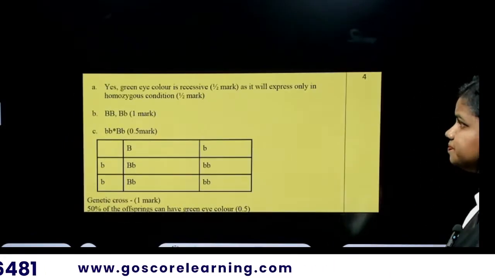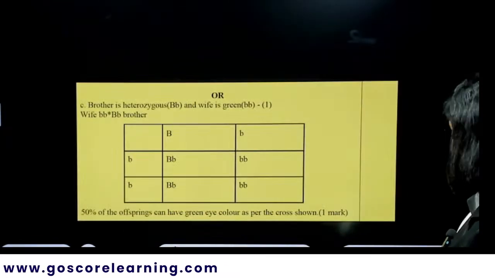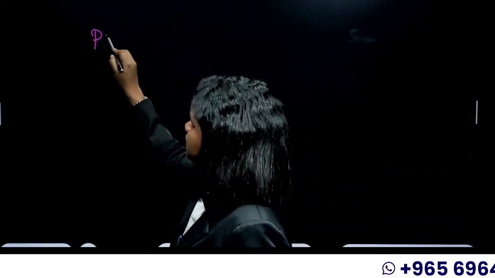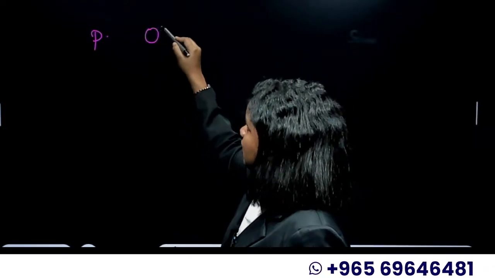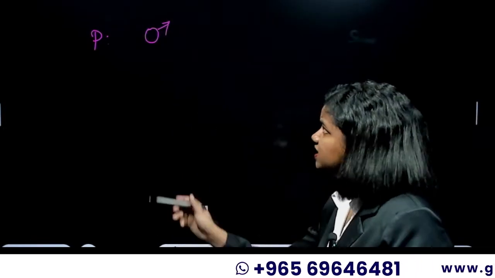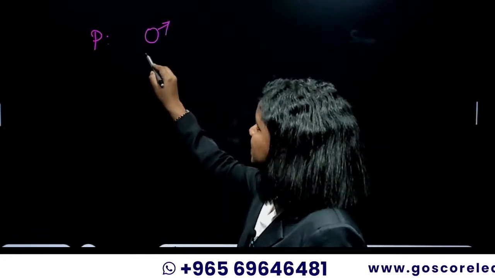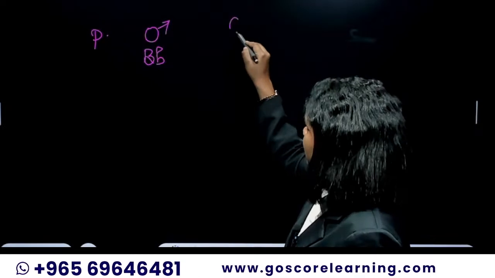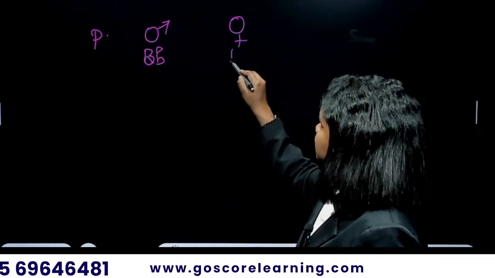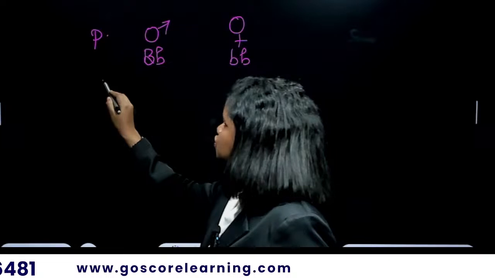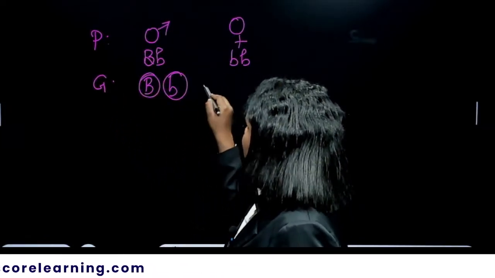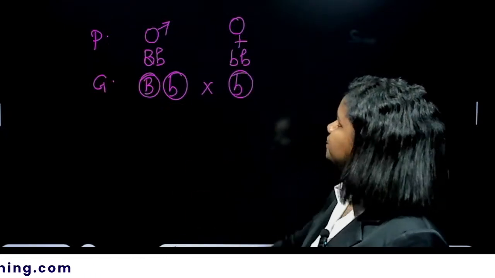So let's see. Let's make the cross like this. The parental trait would be, in the case of the male, which is Ravi, capital B small b, and the female, which is Pooja, small b small b. So the gametes would be capital B, small b against small b.